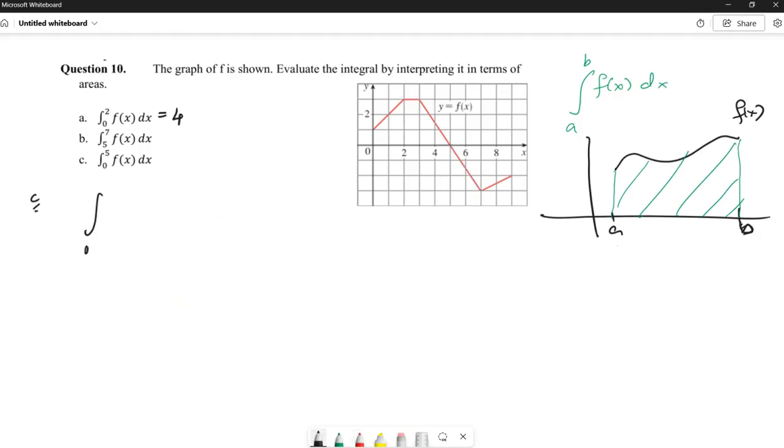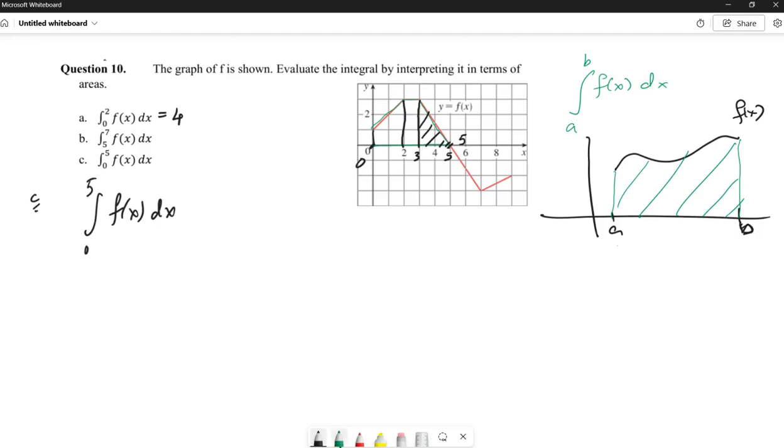Let's work on C, the integral of f of x from 0 to 5. 0 is here, 5 is here. So we need to find the area from 0 to 5. Basically, all this area has to be found. This shape, geometrically, we do not know. So I'm going to divide this into from 0 to 2, from 2 to 3, and from 3 to 5.